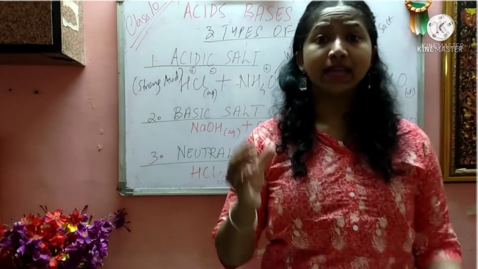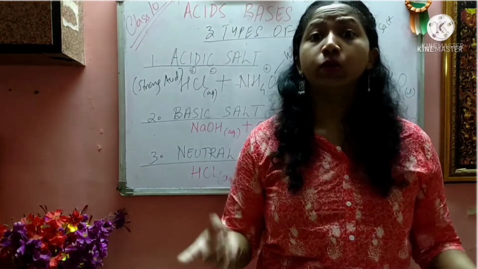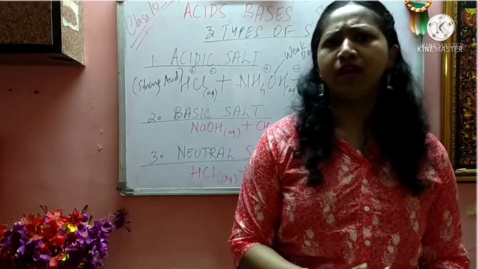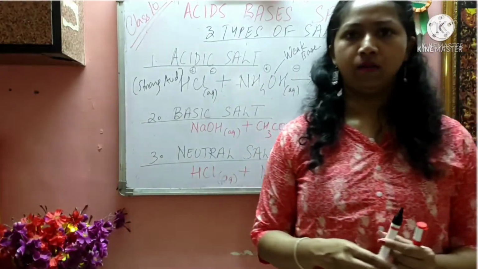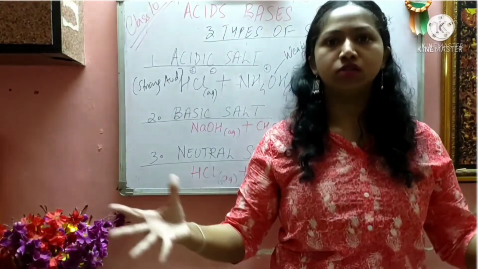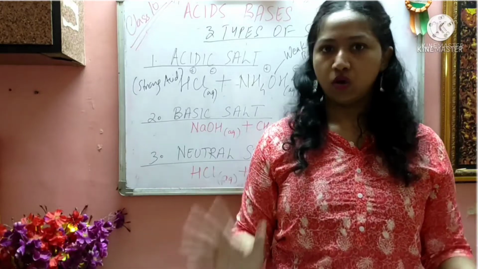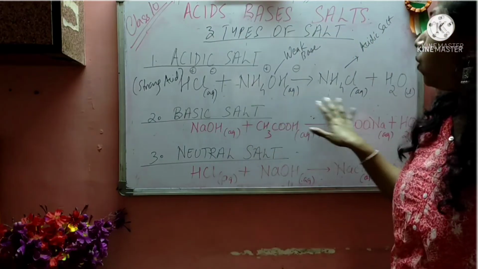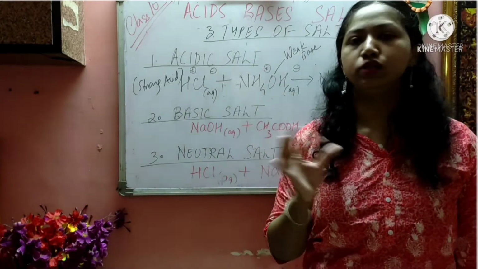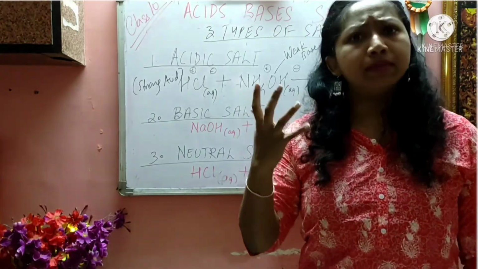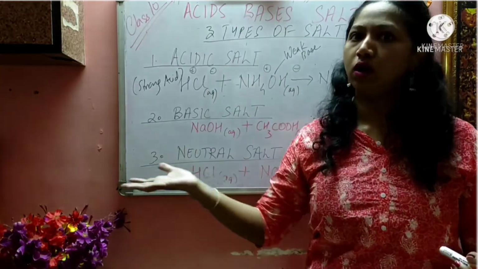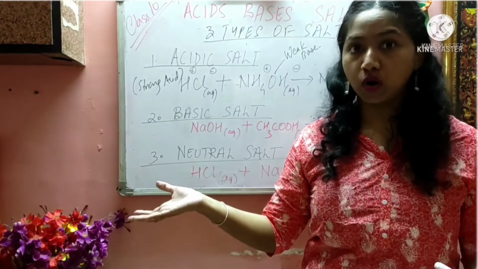Just like in acid, the dissociation will take place only when it is in aqueous medium. Same way in salt as well. Whenever you dissolve salt in water, the dissociation is going to take place. So this is acidic salt. Now basic salt. It also goes by name. Just like for acidic salt we took a strong acid, hence we got an acidic salt.